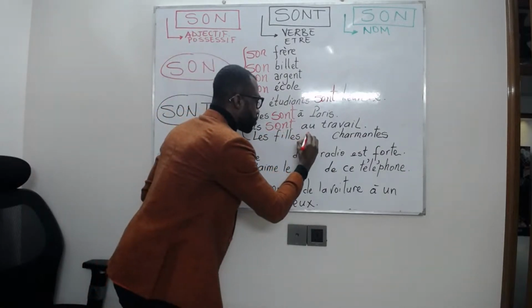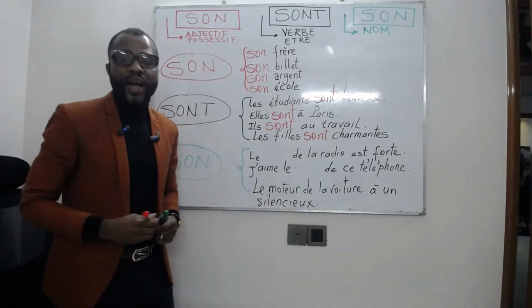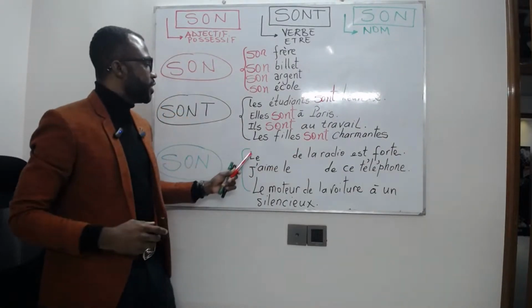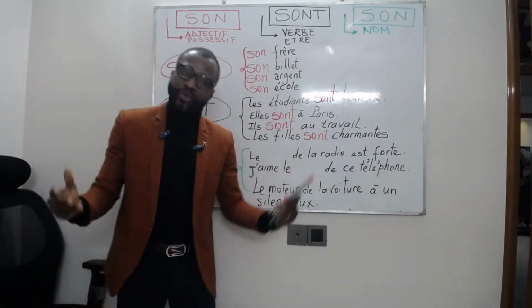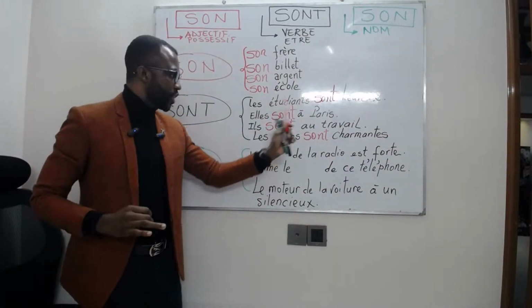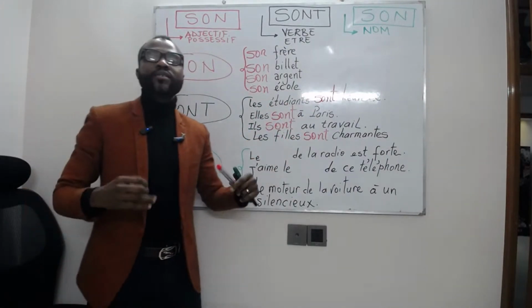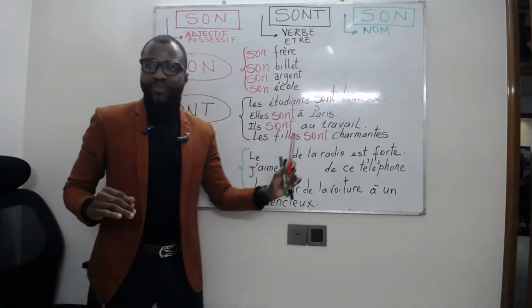All right. So we're going to say, les filles sont charmantes. Which means girls are pretty. Okay. Girls are beautiful. All right. So here we can see the sont used in this case is used as a verb. All right. Are. Okay. Les étudiants sont heureux.